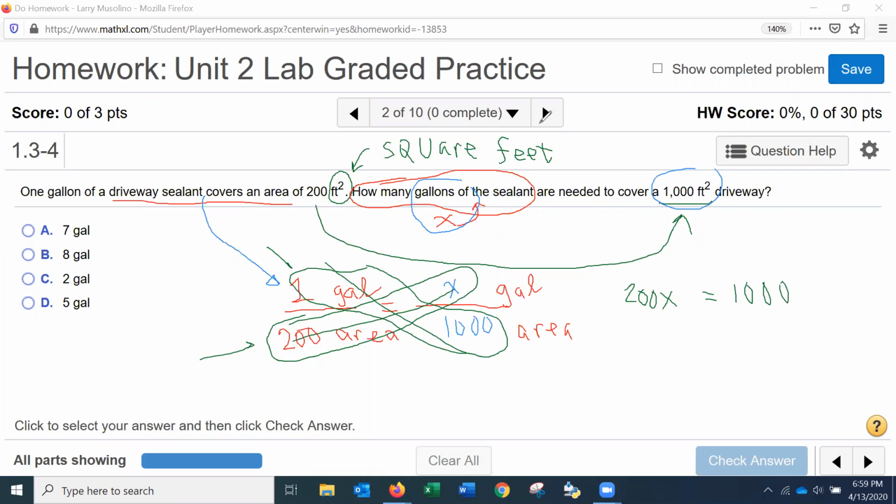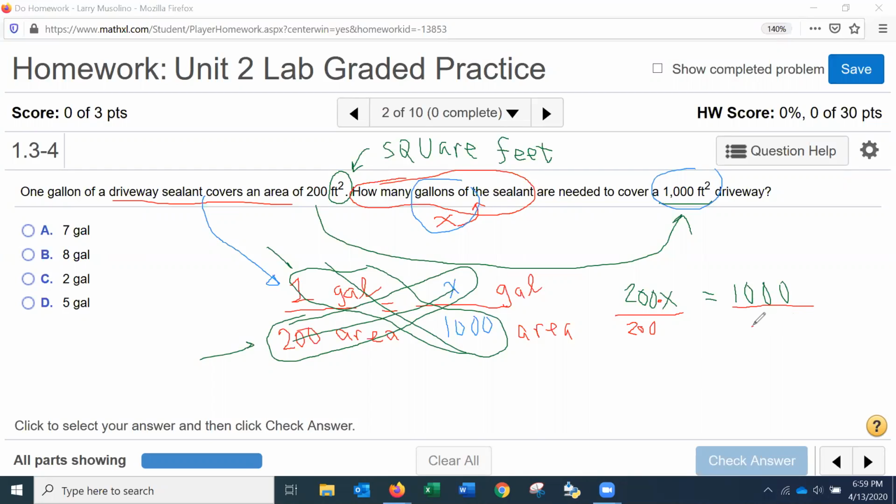All right, last step, I want to solve this equation. Because X is being multiplied by 200, my goal is to get X by itself. If X is being multiplied by 200, I'd like to get rid of or cancel out that multiplication. The way you cancel out a multiplication is you use the opposite of multiplication, which is division. So I'm going to divide both sides by 200.